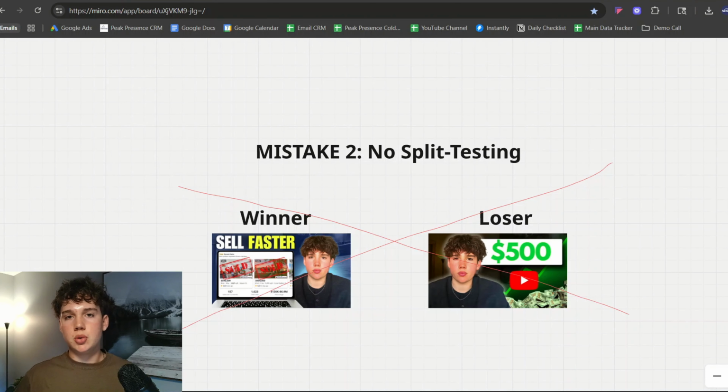Now, mistake number 2 is not split testing. First of all, what the heck is split testing? I'm sure a lot of you guys know, but for those of you who aren't savvy marketers, basically you're isolating one variable at a time. It's like back in high school science, when you change one variable, you isolate that variable to see what the effect of that specific variable is, right?